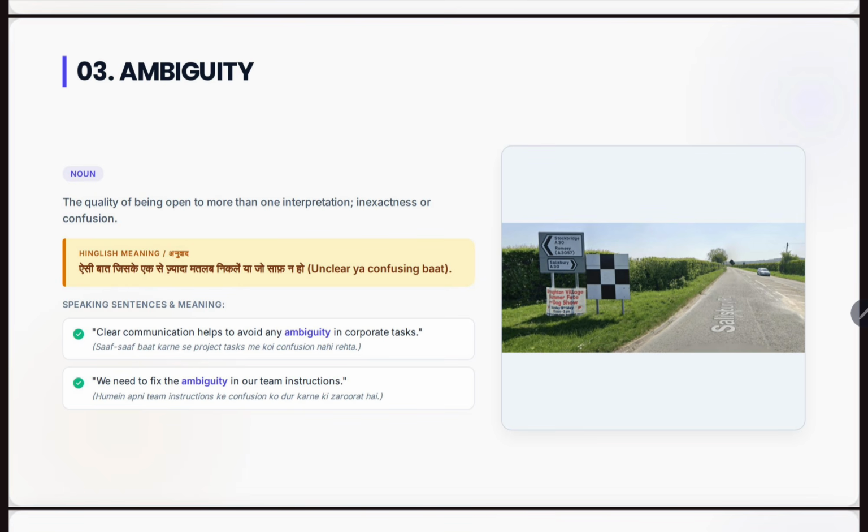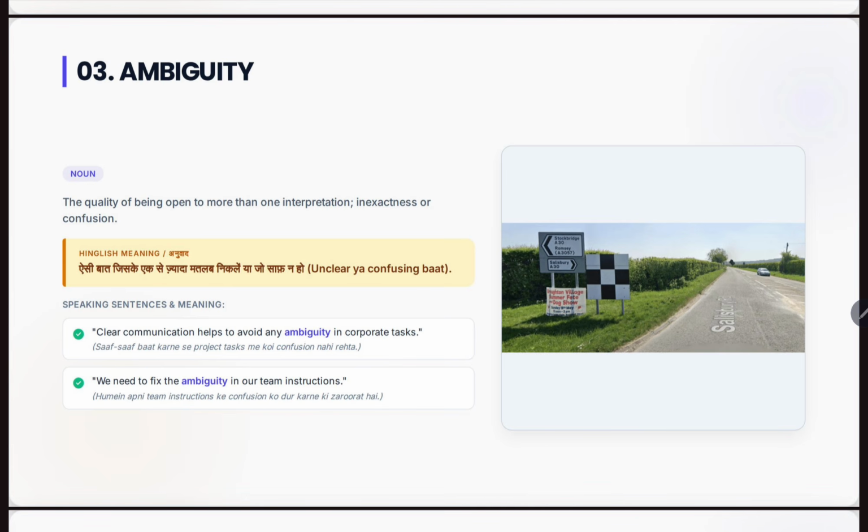Now here is the example: clear communication helps to avoid any ambiguity in corporate tasks. If you are communicating clearly, in very good, clear, open language, definitely the issue will be resolved very effectively. Clear communication helps to avoid ambiguity, because the other person understands whatever you are talking about, and you also understand the other person's view.